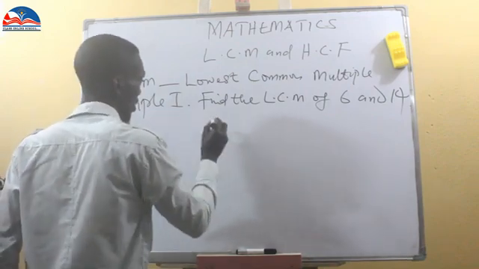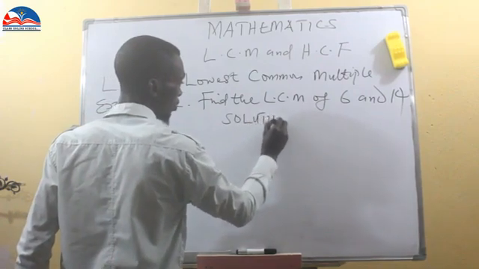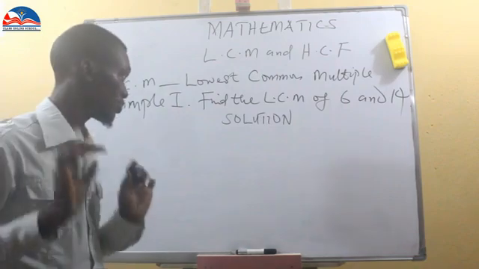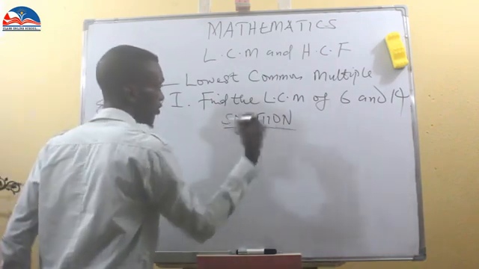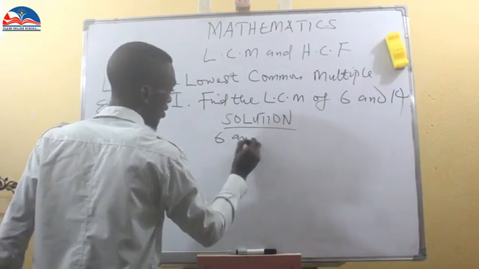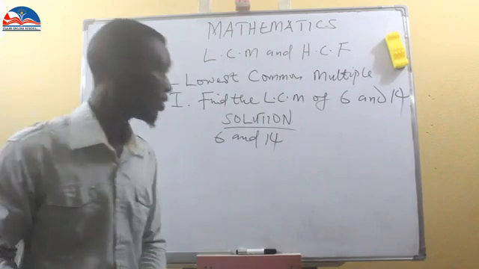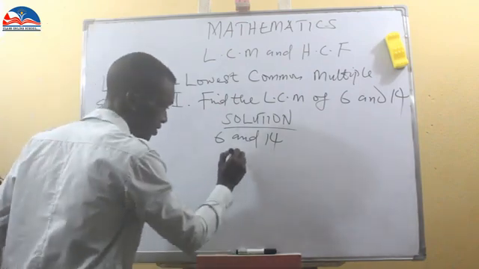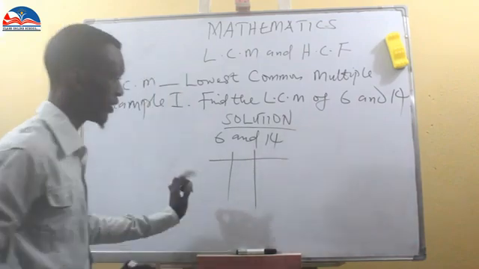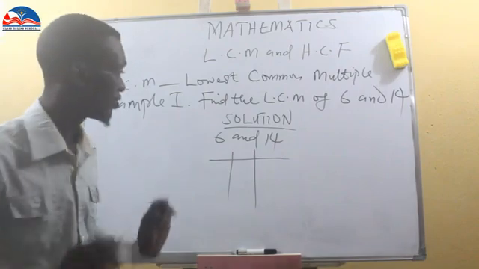Okay, now I will start. The first thing you do is you write your solution to show that you want to begin the solving. Now I have 6 and 14 as my numbers for the LCM. The next thing you do is put them in the format. This is the format of solving LCM and HCF.